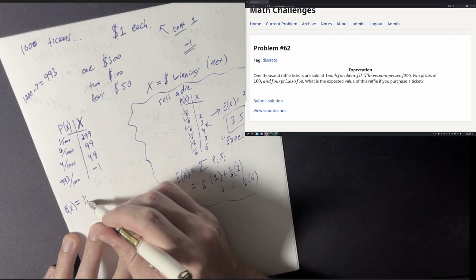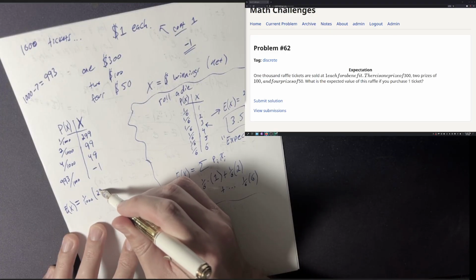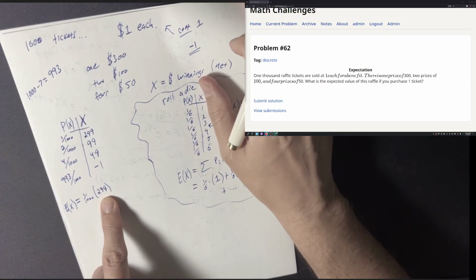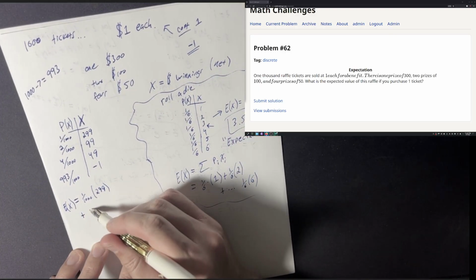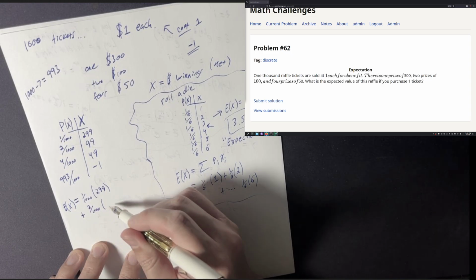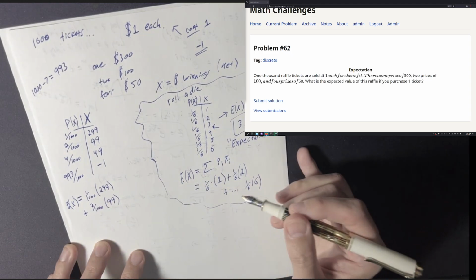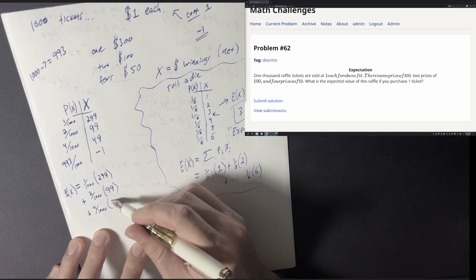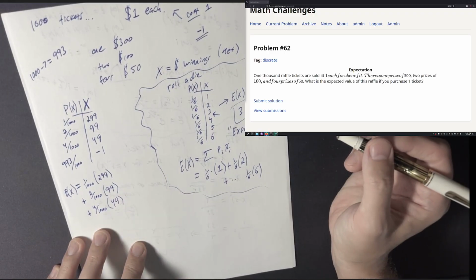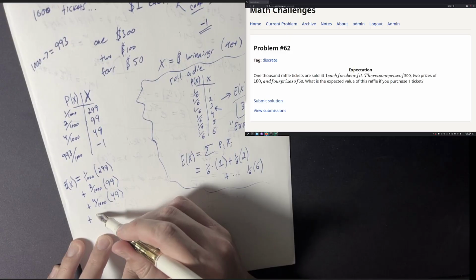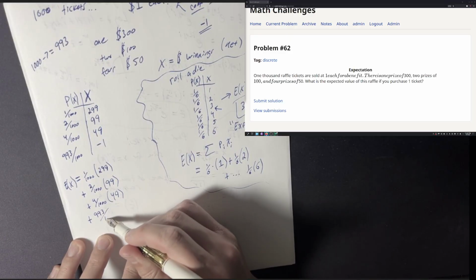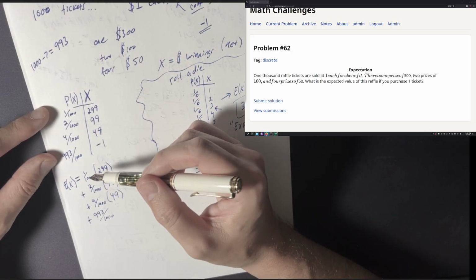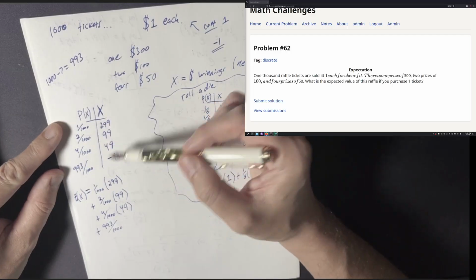So there's a 1 in 1,000 chance of you winning 299, like of you seeing this value from your random variable. There's a 2 in 1,000 chance of you getting this as your value. There's a 4 in 1,000 chance of you getting this as your value. And finally, there's the complement, because the sum of this column has to add up to 1. If it doesn't, we made a mistake in this.